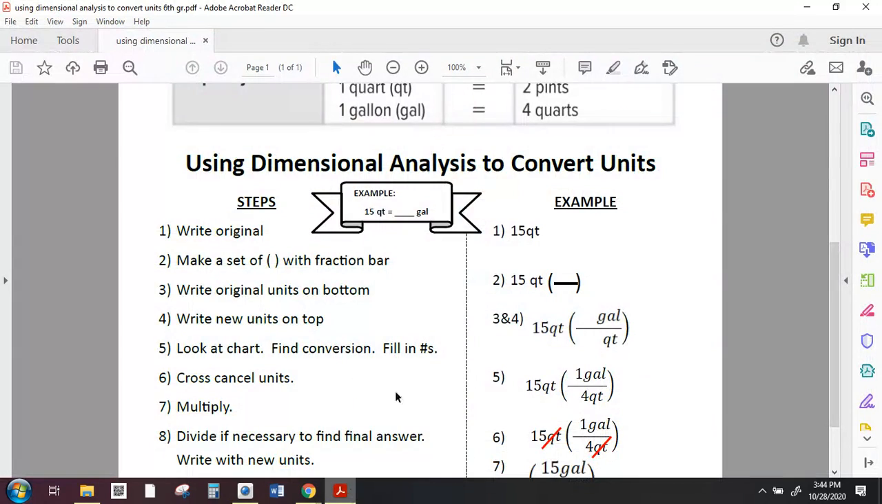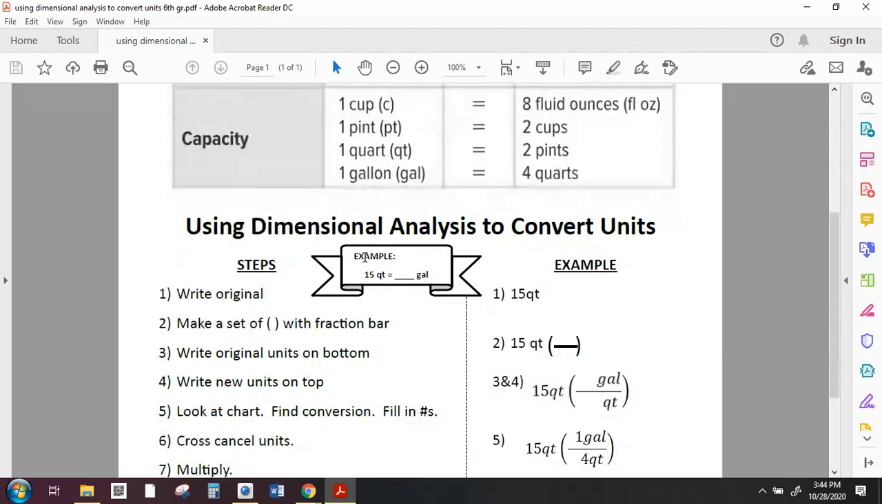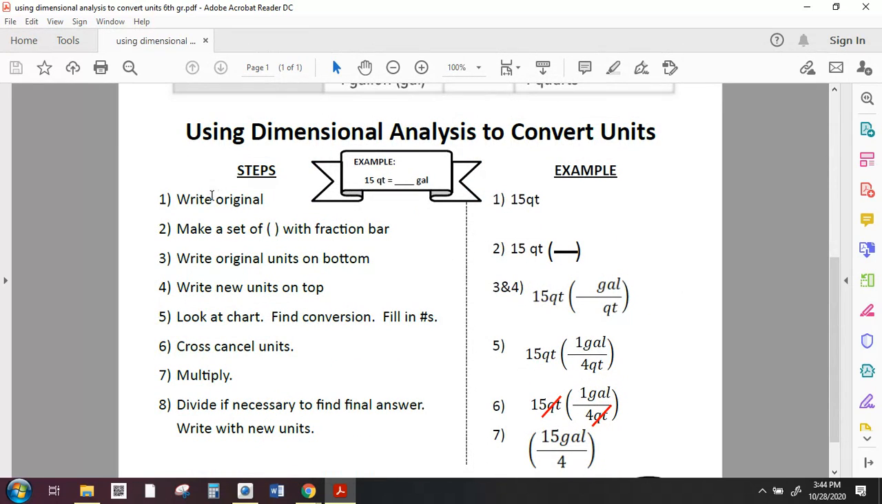Okay, so let's go to what this looks like. So here's the conversion chart. I've copied it onto the paper. It's the same one that you'll find in your textbook, maybe in a slightly different order, but that's the basics of it. So dimensional analysis. You start off by writing the example, and this is a situation that you would encounter. So 15 quarts is how many gallons? You write the original. Ta-da!